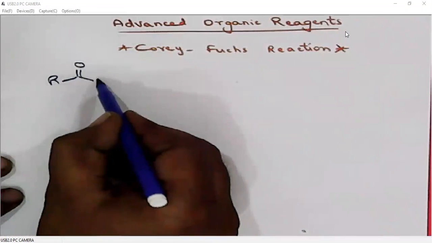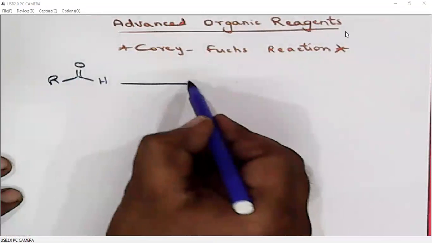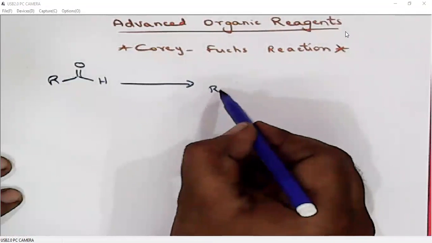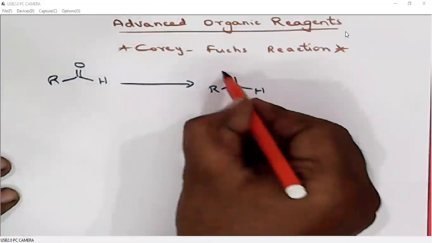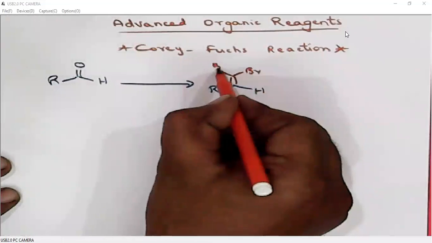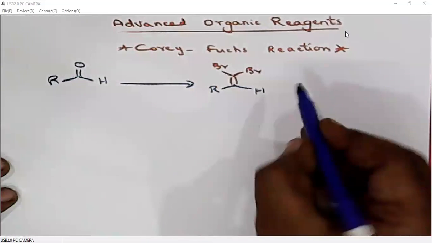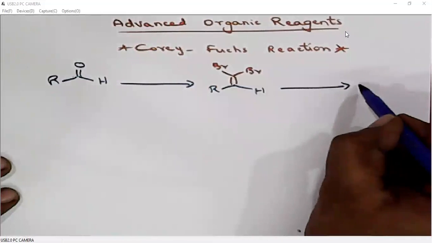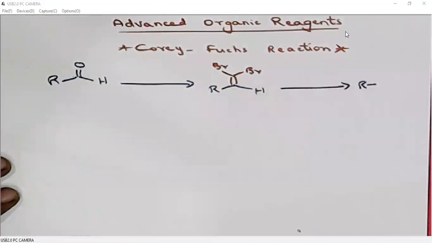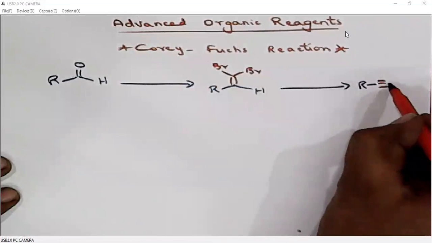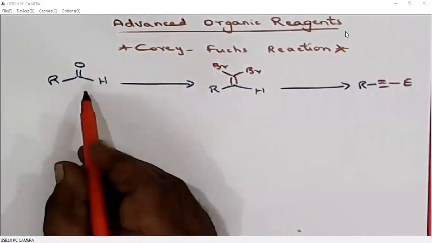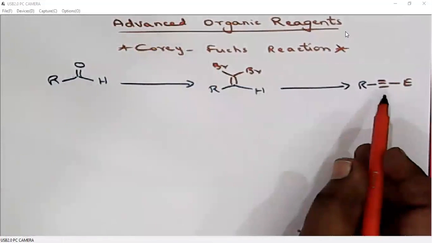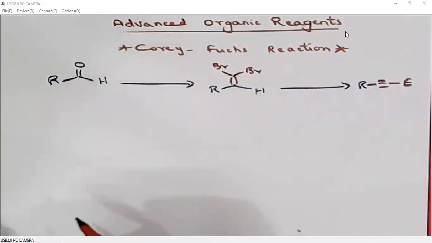Conversion of aldehydes into 1,1-dibromoalkene, which will be further converted into alkyne. It is called the Corey-Fuchs reaction. So the overall conversion of an aldehyde into an alkyne triple bond is called the Corey-Fuchs reaction.